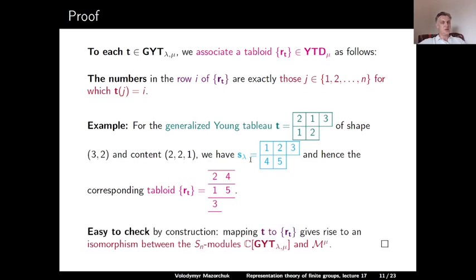And it is easy to check by construction that mapping our generalized Young tableau T of shape lambda and content mu to the tabloid R sub T of shape mu gives rise to an isomorphism between the linearization of GYT lambda comma mu and the permutation Sn module M mu.